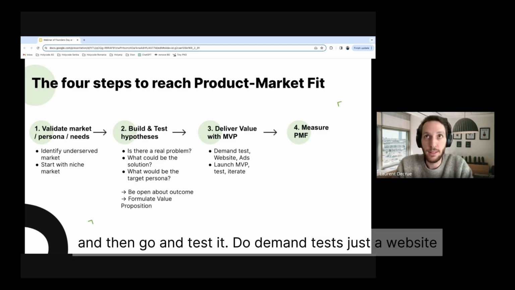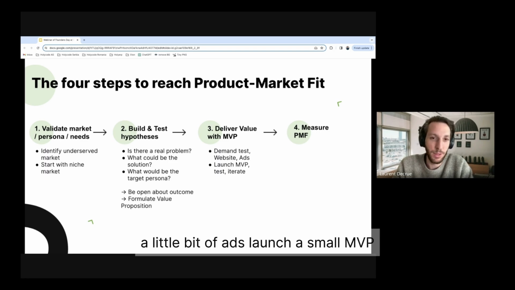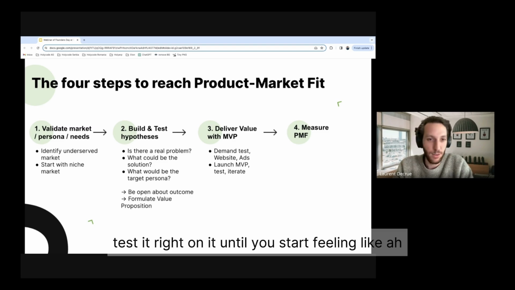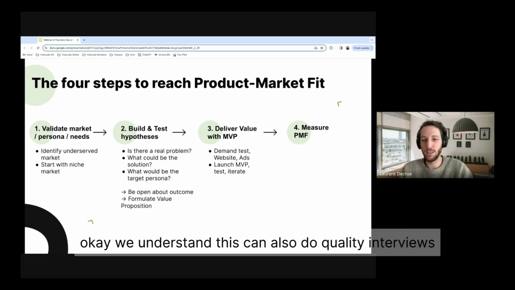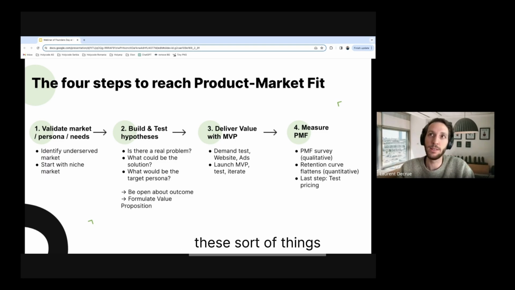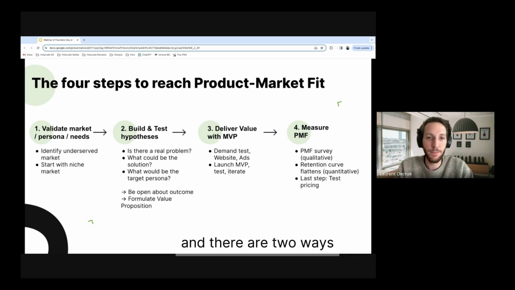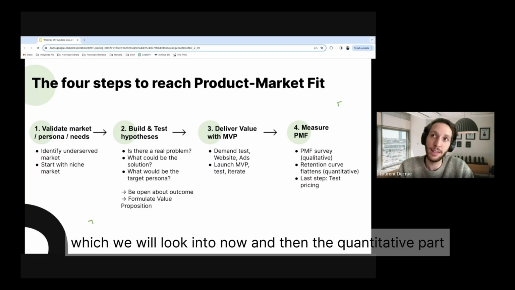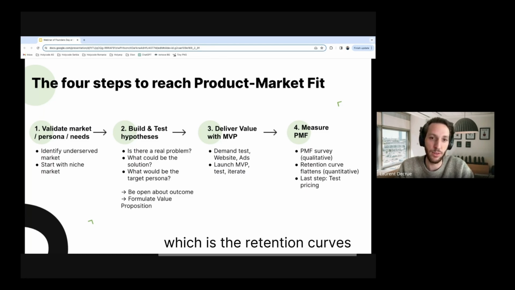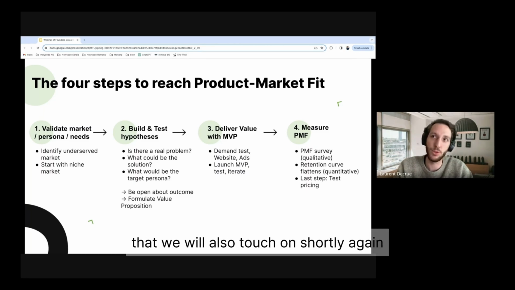Do demand tests, just a website, a bit of ads, launch a small MVP, test, iterate on it until you start feeling like, oh, okay, we understand this. You can also do quality interviews, these sort of things, and then start measuring the product market fit. And there are 2 ways. The qualitative part, which we will look into now, and then the quantitative part, which is the retention curves, that we will also touch on shortly again.